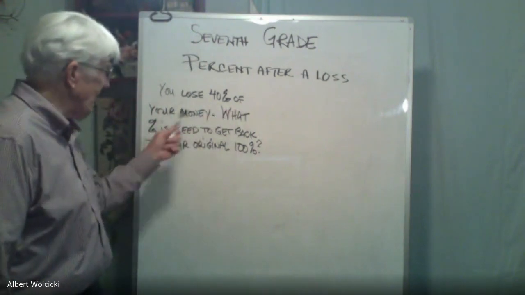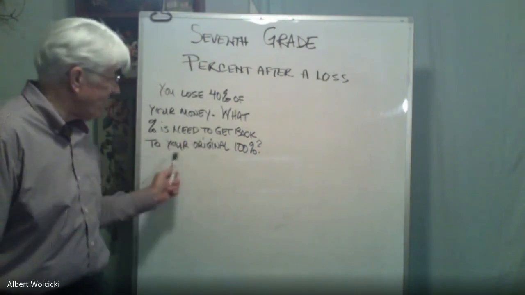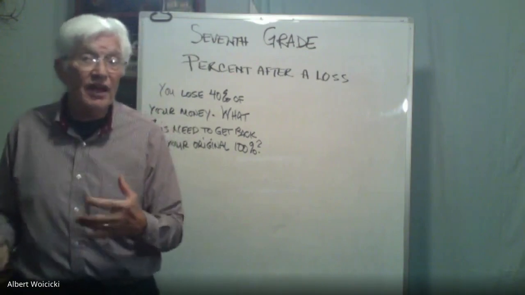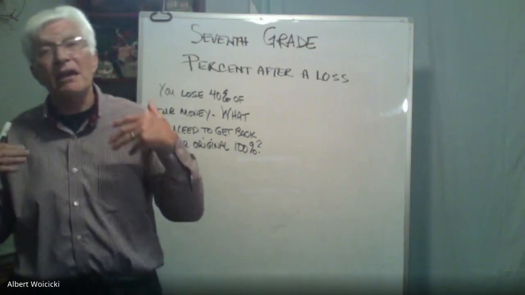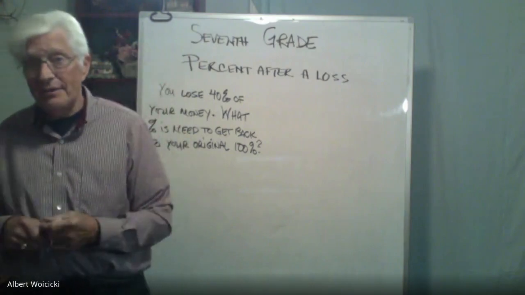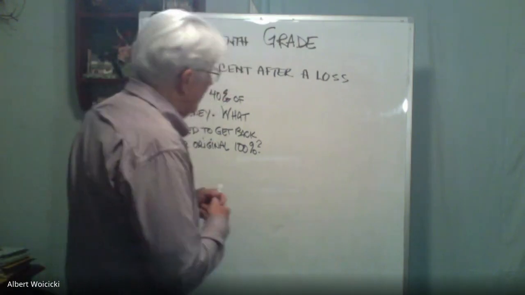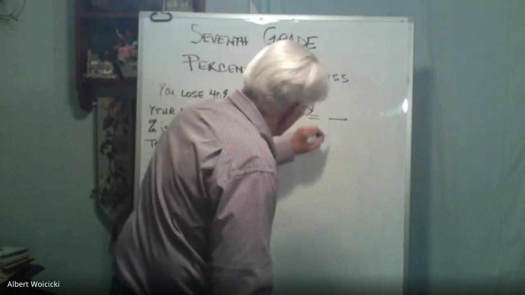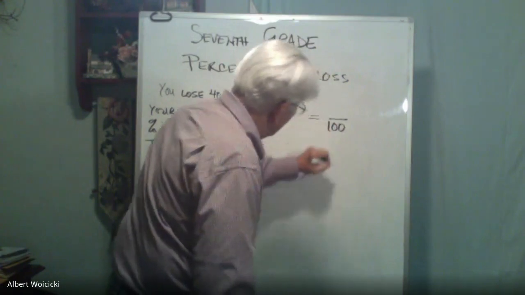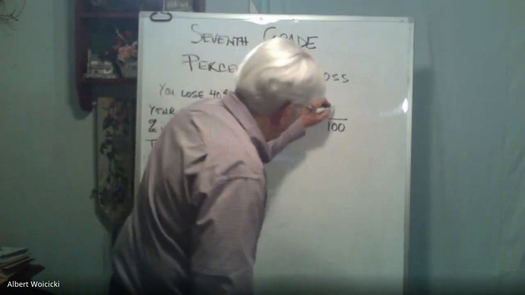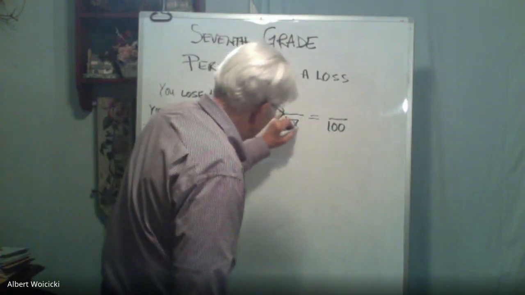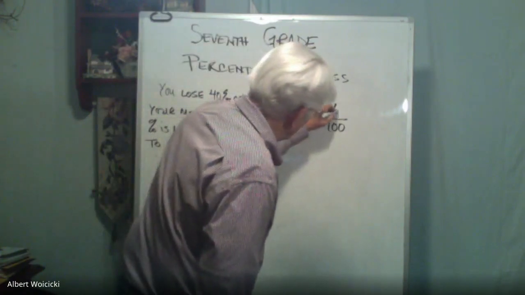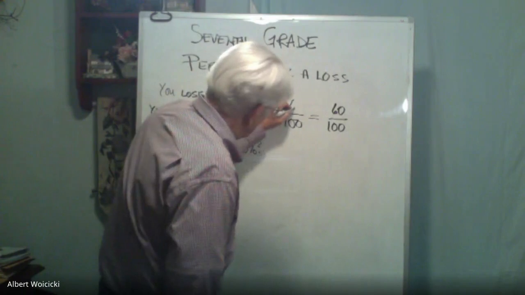You lose 40% of your money. What percent is needed to get back to your original 100%? You need to get back to your original 100%. But what percentage do you have to make in order to get back to that? So you lost 40%. If you think about this really easily, if you're thinking about $100, 100% is this, and you had $100 and you lost 40%. Well, 100 minus 40 is going to be 60%. So this has to be $60.